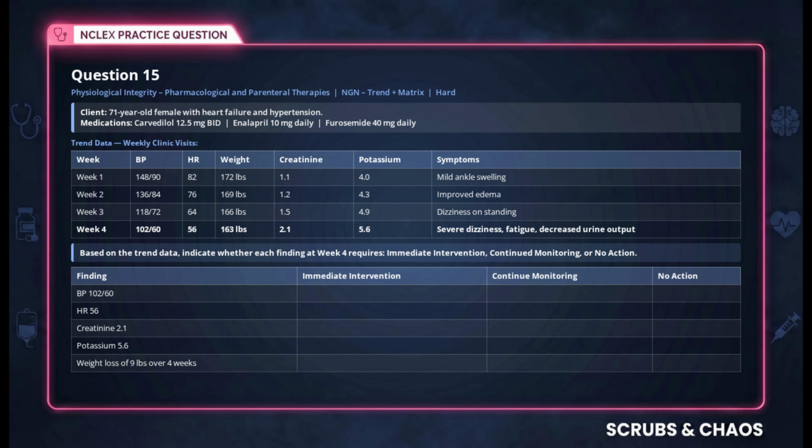A 71-year-old female with heart failure and hypertension on carvedilol, enalapril, and furosemide. 4 weekly clinic visits show blood pressure dropping from 148/90 to 102/60. Heart rate dropping from 82 to 56. Weight dropping 9 pounds in 4 weeks. Creatinine rising from 1.1 to 2.1. Potassium rising from 4.0 to 5.6. Week 4, severe dizziness, fatigue, decreased urine output. For each week 4 finding, does it require immediate intervention, continued monitoring, or no action?